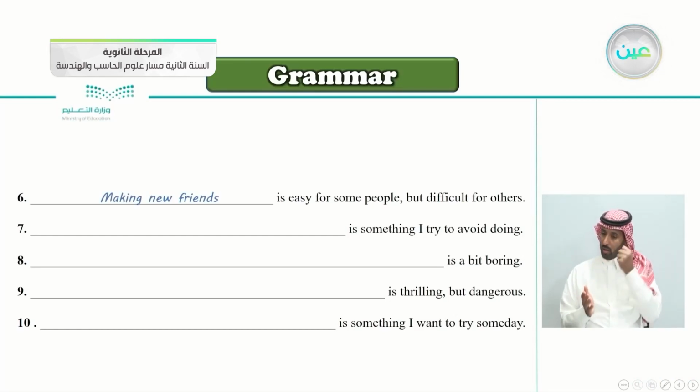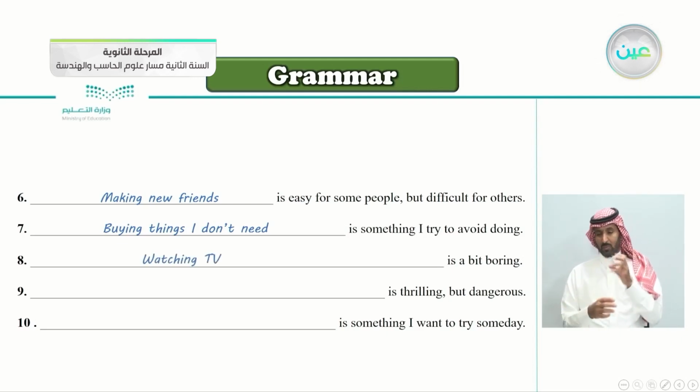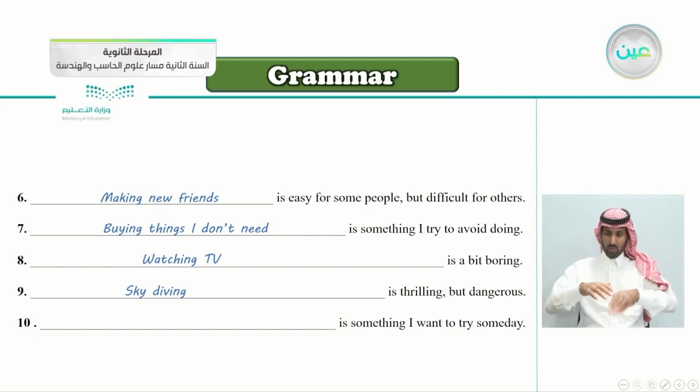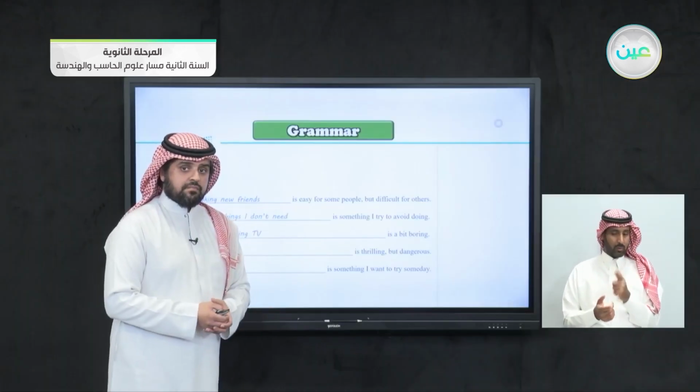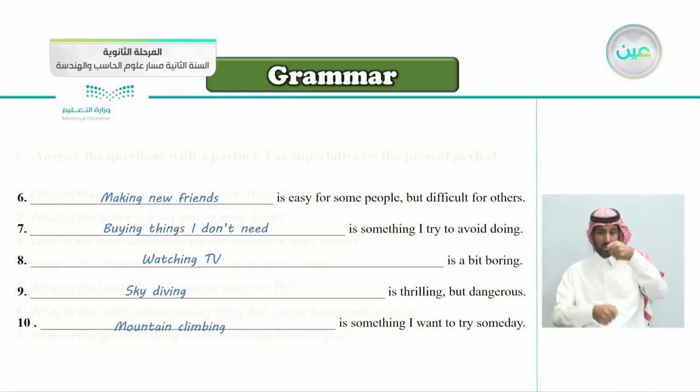Number 7 is something I try to avoid doing. What do you try to avoid? Many things. For example, buying things I don't need. Number 8 is a bit boring. What do you find boring? For example, watching TV, maybe late at night, is a bit boring if you watch TV all the time, of course. Number 9 is thrilling but dangerous. Thrilling but dangerous. For example, skydiving. Of course, it's very thrilling, but also it's dangerous. Number 10 is something I want to try someday. What is something that you've always wanted to try? For example, I have written mountain climbing is something that I want to try someday.